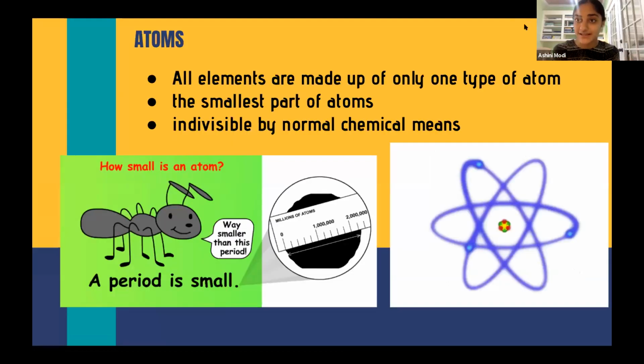Atoms: all elements are made up of only one type of atom. So if you have phosphorus, phosphorus is only made up of phosphorus atoms. If you have hydrogen, it's only made up of hydrogen atoms. And it's indivisible by normal chemical means. So you really can't split an atom into anything else. Yes, it's made of protons, neutrons, and electrons, but you can't really split it up.